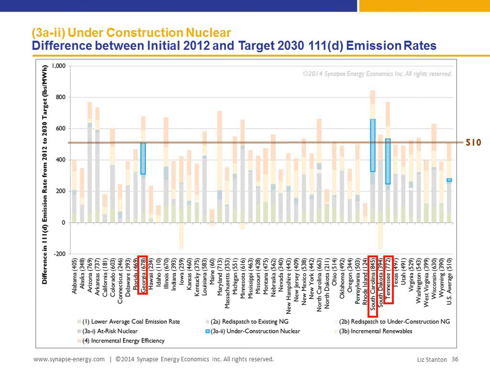I should say, I neglected to mention this before, but the numbers that are next to the state names are the ask. They're the difference for that state between the initial 2012 emissions rate and the target 2030. And you can read the numbers off of there. But for each of these states, the 3A2 under construction nuclear building block ends up being a significant portion.